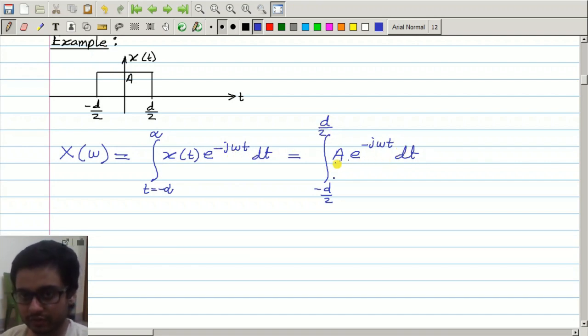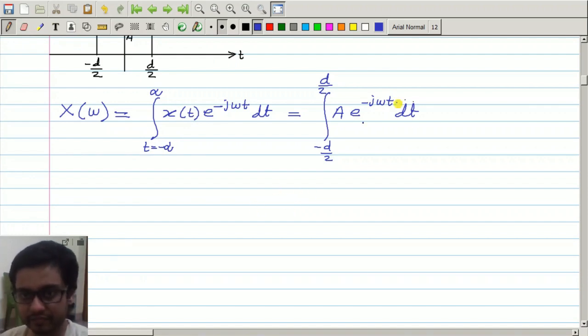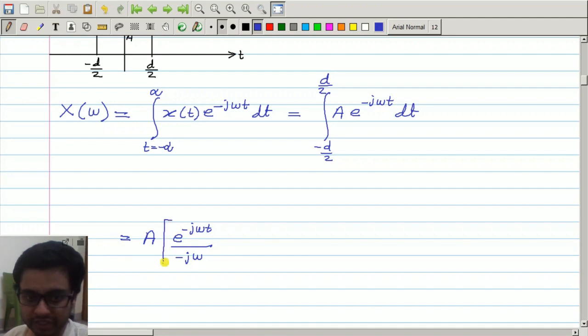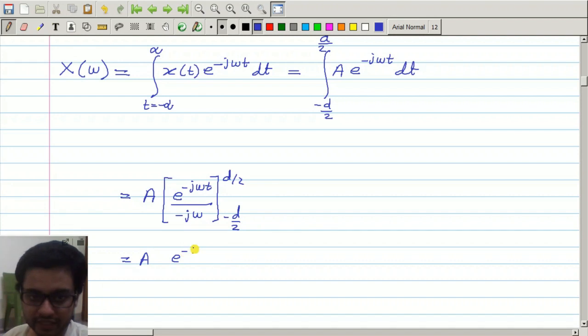Now this can be written as a constant common outside, and integration of e to the power minus j omega t is e to the power minus j omega t divided by minus j omega with limits plus d by 2 and minus d by 2. This will be equal to a, then e to the power minus j omega d over 2 minus e to the power plus j omega d by 2 and then minus j omega in the denominator.